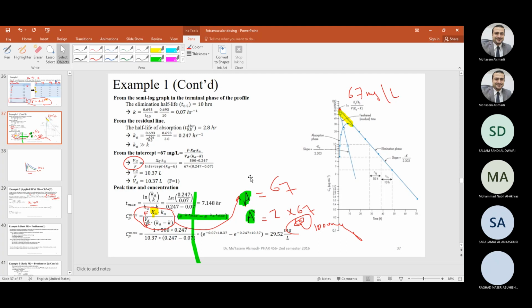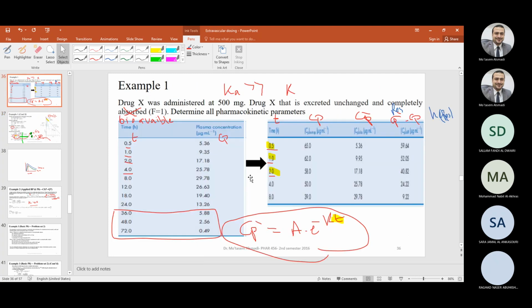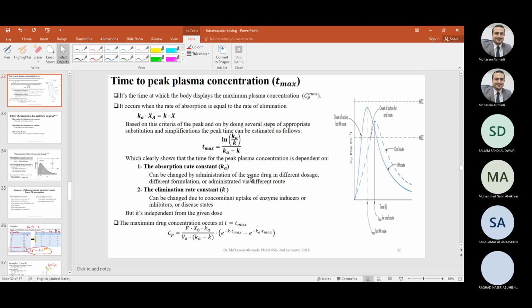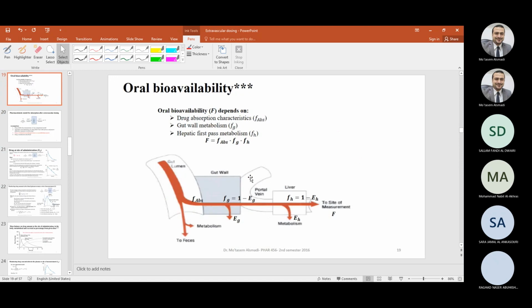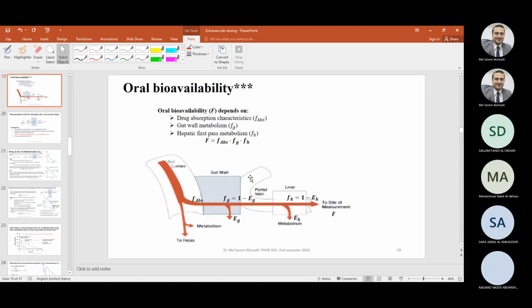The only unique equation for oral dosing was what? Do you remember? That equation that can only be applied for oral dosing was this equation: F is equal to F absorbed multiplied by Fg multiplied by Fh. This is the only equation that's unique for oral dosing. Every other single equation in this chapter is applicable for any kind of extravascular administration except this equation.